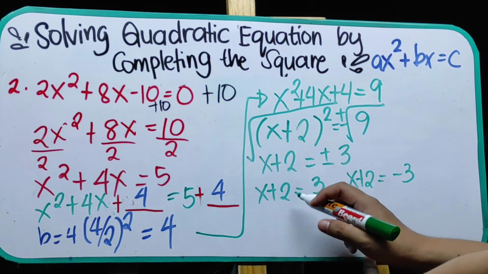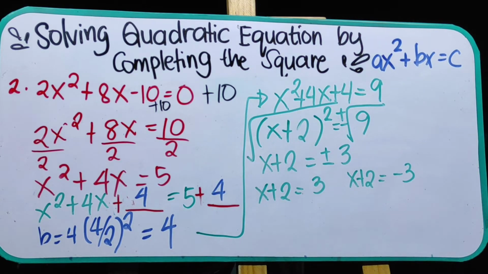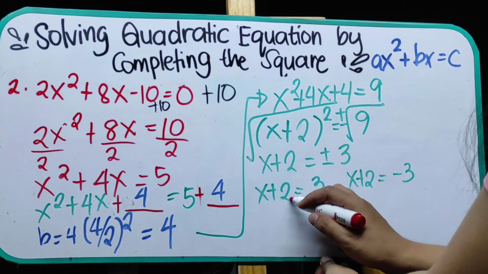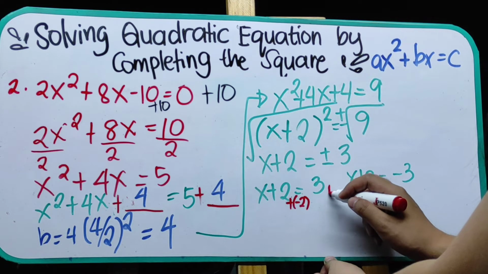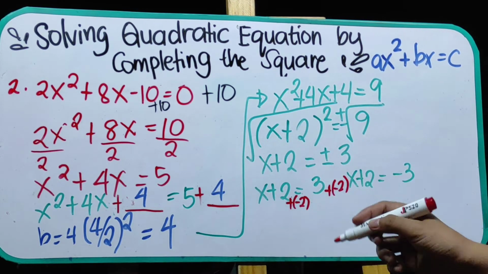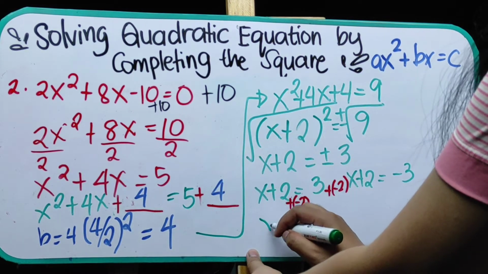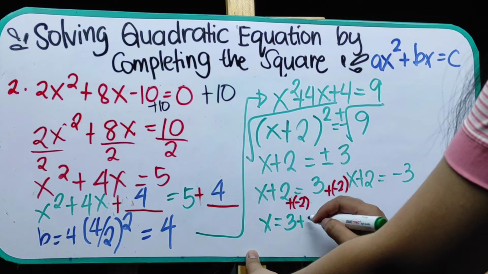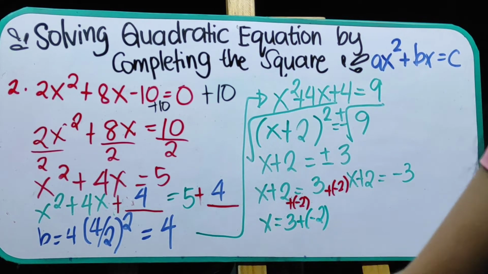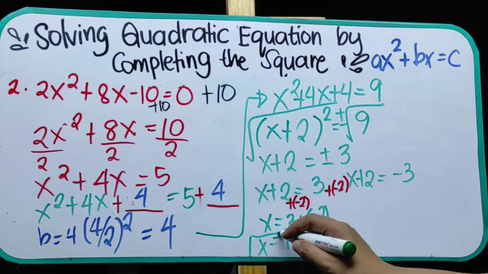So, dito, x plus 2, since positive 2 yan, para matanggal yan, ang gagawin natin, plus negative 2, syempre dito, magpa-add ka din ng negative 2. So, ang kalalabasan, we have x is equal to 3 plus negative 2. Or 3 minus 2. That is, x is equal to 1.